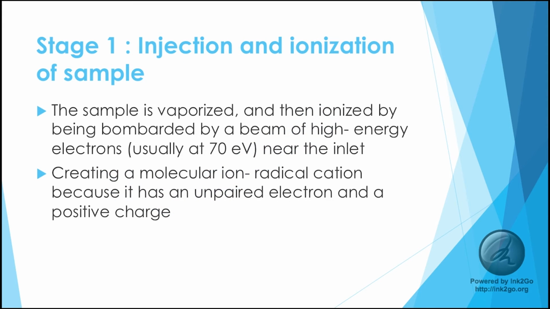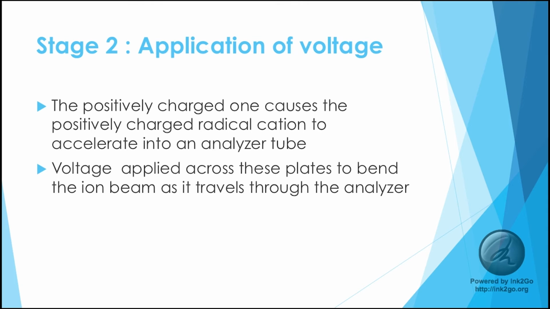In stage 1, the sample is vaporized and then ionized by being bombarded by a beam of high-energy electrons. The electron beam knocks out an electron from the molecule of the injected sample, creating a molecular ion. Next, there is a pair of oppositely charged plates in the ionization chamber. The positively charged plate causes the positively charged radical cation to accelerate into an analyzer tube. A voltage is applied across these plates to bend the ion beam as it travels through the analyzer.